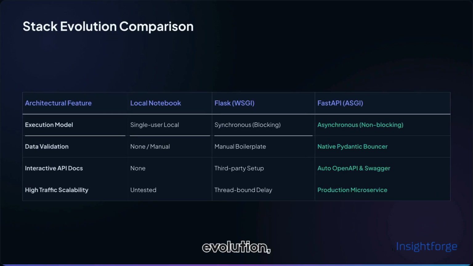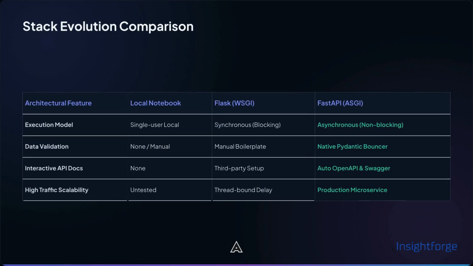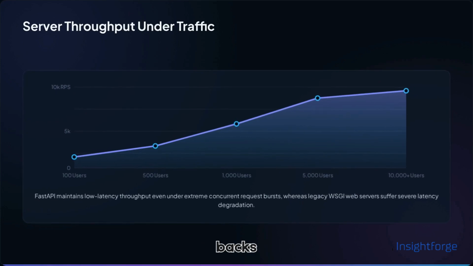If we look at the stack evolution, the differences are staggering. A local notebook restricts you to single-user testing. Legacy Flask is synchronous, blocking, and untested for high traffic. But FastAPI, it operates asynchronously, features a native Pydantic bouncer, auto-generates your interactive API docs, and functions as a resilient production microservice. The contrast is undeniable, and the quantitative data absolutely backs this up.